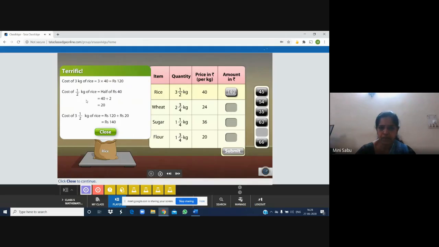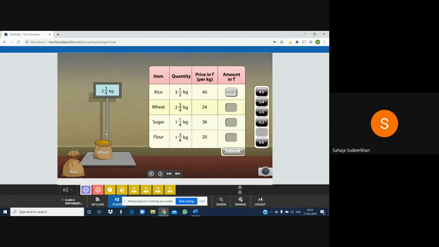Okay, here the explanation is given. Cost of 3 kilogram, 120 rupees. Half kilogram, 20 rupees. 3.5 kilogram, 120 plus 20, 140 rupees. Okay, children? Understood? We have done such example earlier. Yes, ma'am.